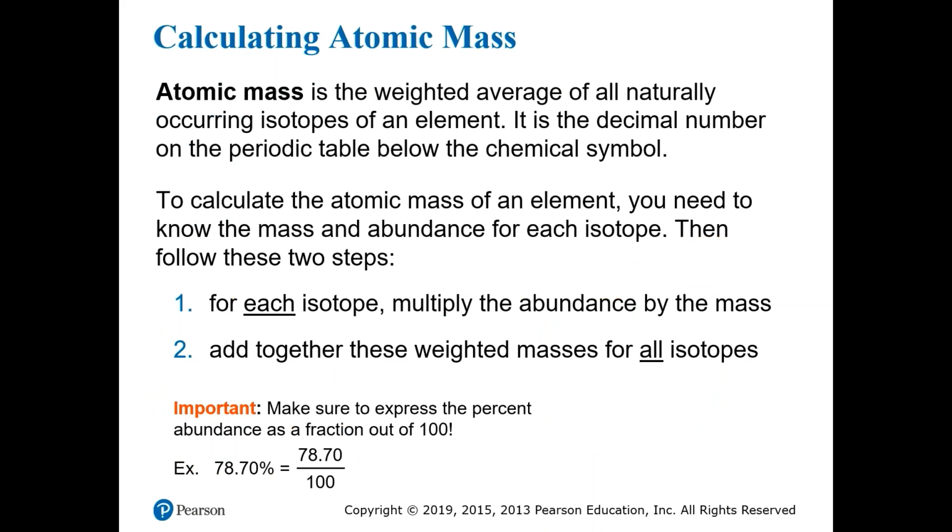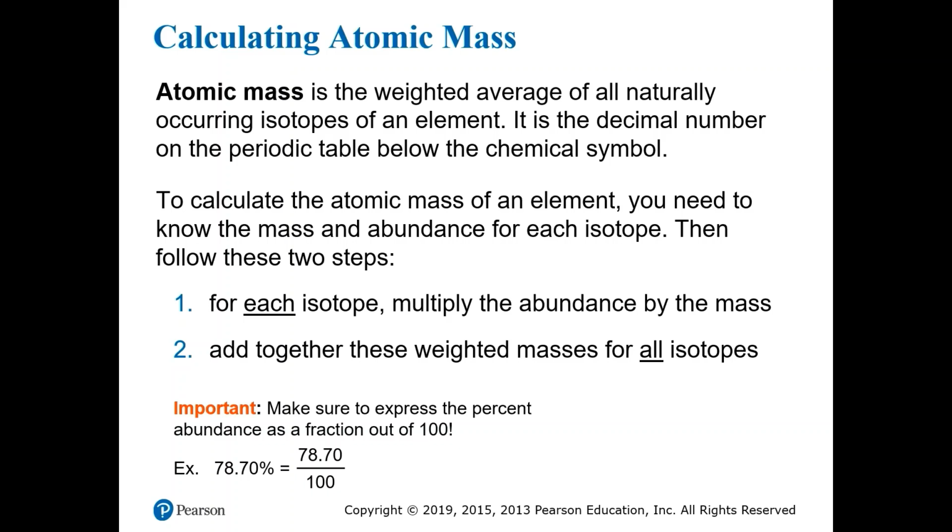So how do we do this? How do we actually go through this process of calculating the atomic mass? Well, if you know what a weighted average is, then it's simple. You just take a weighted average. You take the mass of the individual isotopes and you weight it by the percent abundance. Okay? If you're not familiar with that, then we're going to go through it step by step here.